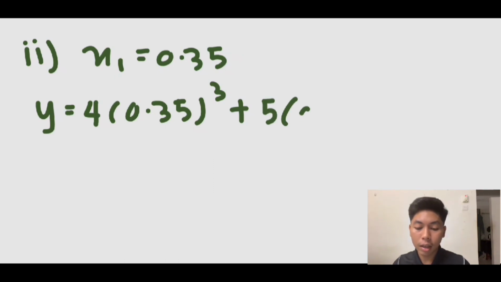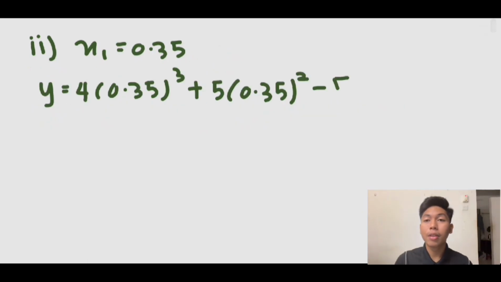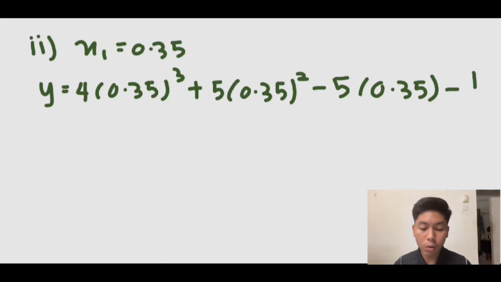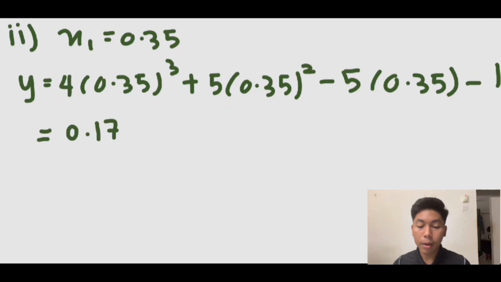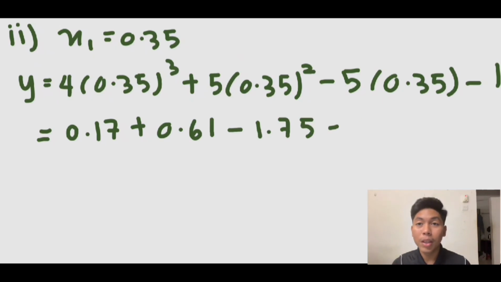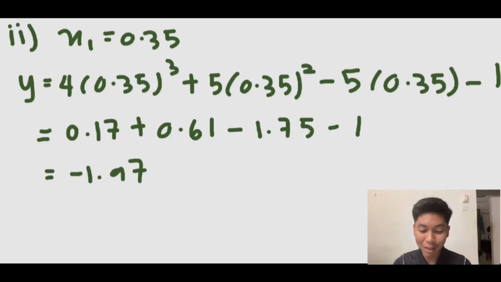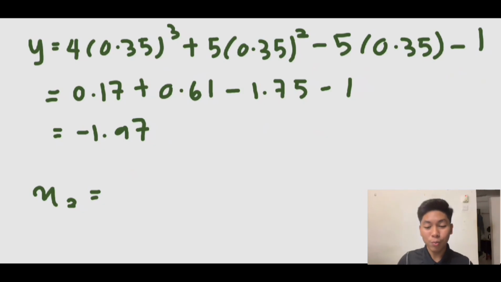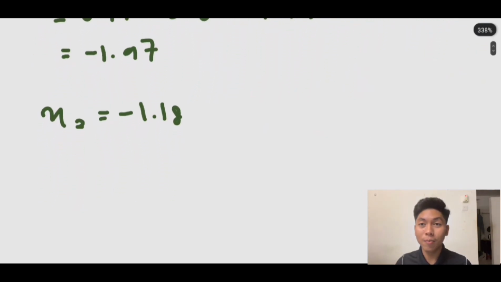So for the second, x1 equals 0.35, y equals 4 times 0.35 power of 3 plus 5 times 0.35 squared minus 5 times 0.35 minus 1 equals 0.17 plus 0.61 minus 1.75 minus 1 equals negative 1.97. For x2 equals negative 1.18.